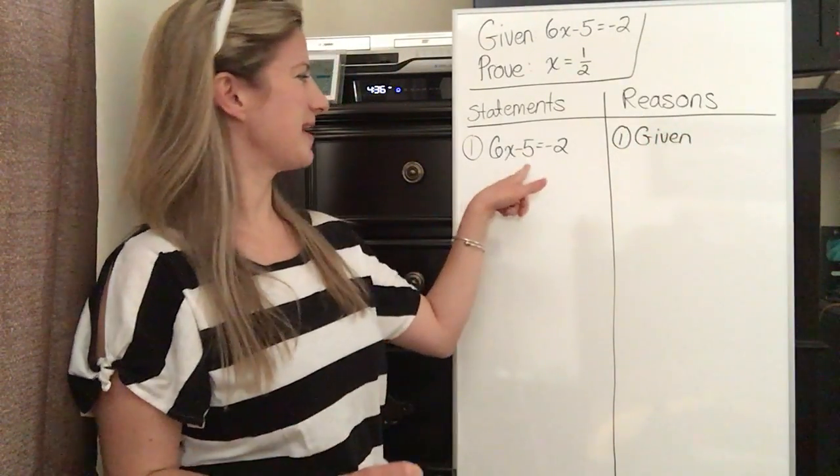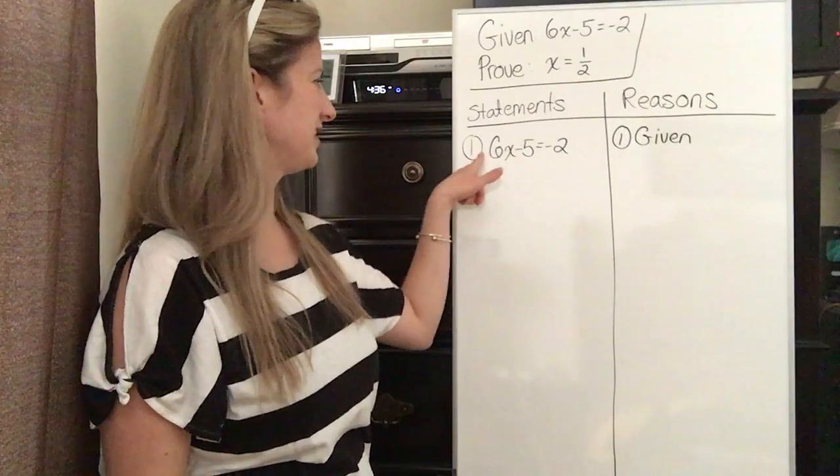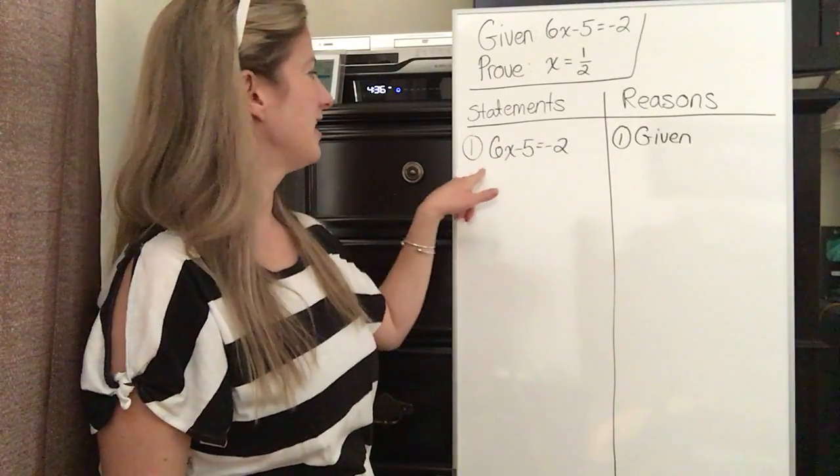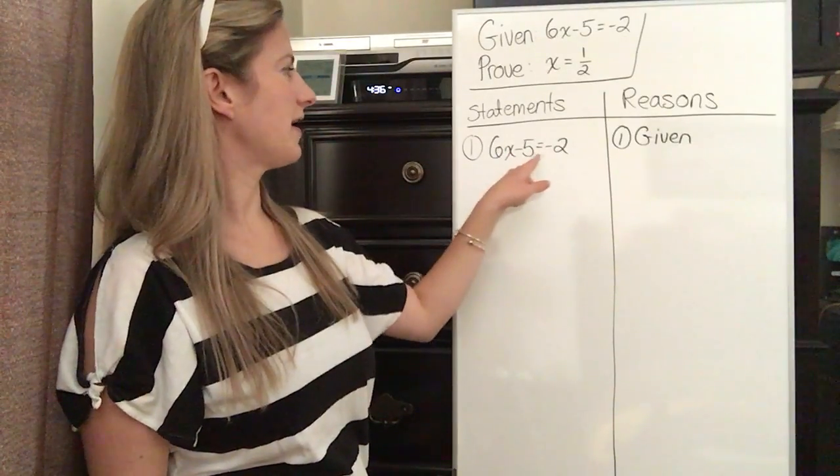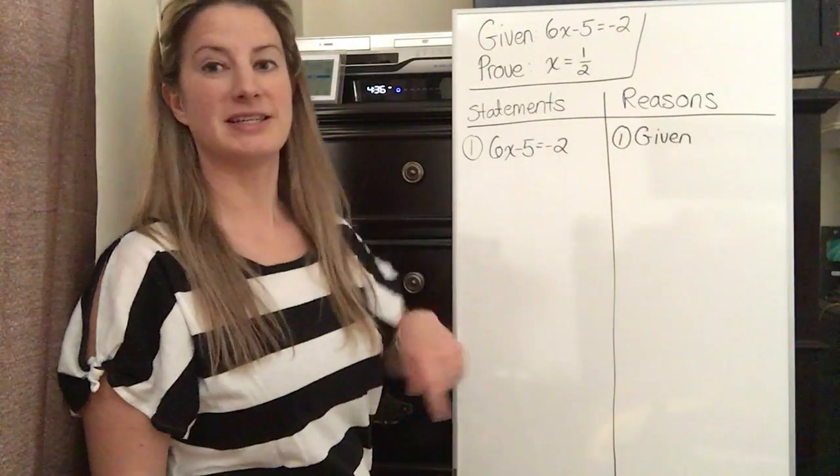So that's 6x minus 5 equals -2. I was thinking "given," so it looks a little bit like a G. 6x minus 5, there we go. 6x minus 5 equals -2, and the reason is given.